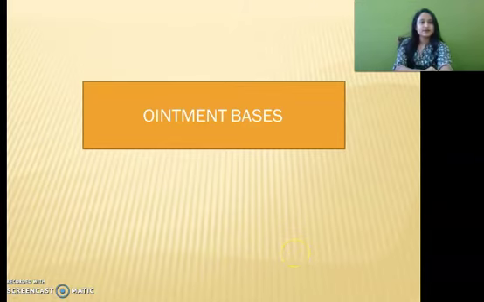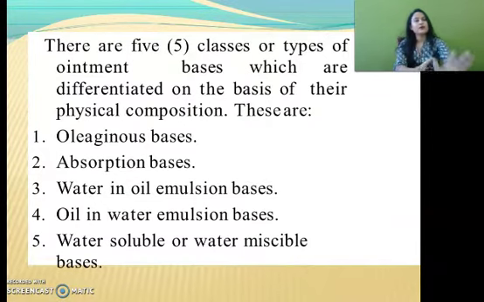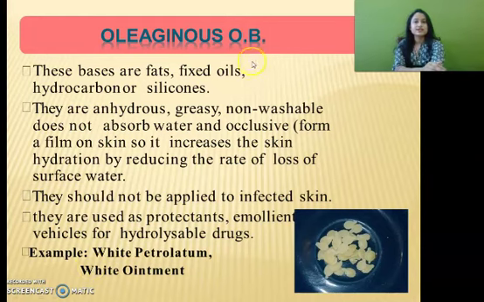Now moving to the ointment base. Ointment base is a carrier for medicament in the preparation of the ointment. Ointment bases are mainly classified into 5 types. Number 1, oleogenous base; absorption base; water in oil emulsion base; oil in water emulsion base; and water soluble or water miscible base.